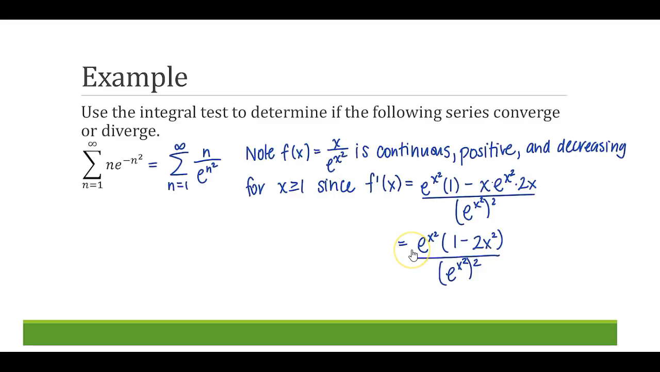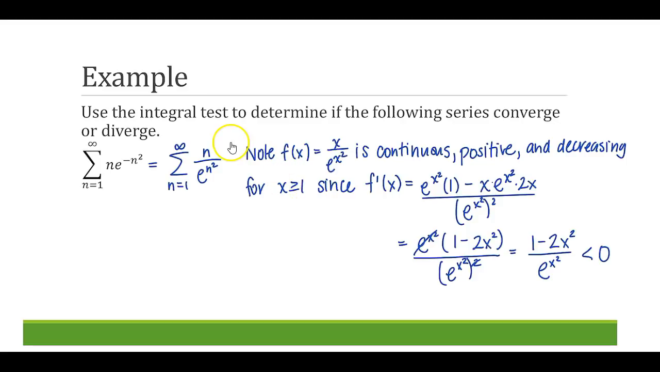Now here what I can see is that one copy of this is going to cancel out, so I have 1 minus 2x squared over e to the x squared. And if I substitute in values greater than 1 into x, so again the denominator is always positive, but 1 minus 2x squared, if I plug in numbers here, 1 minus 2 is already negative. So this quantity is going to be less than 0.